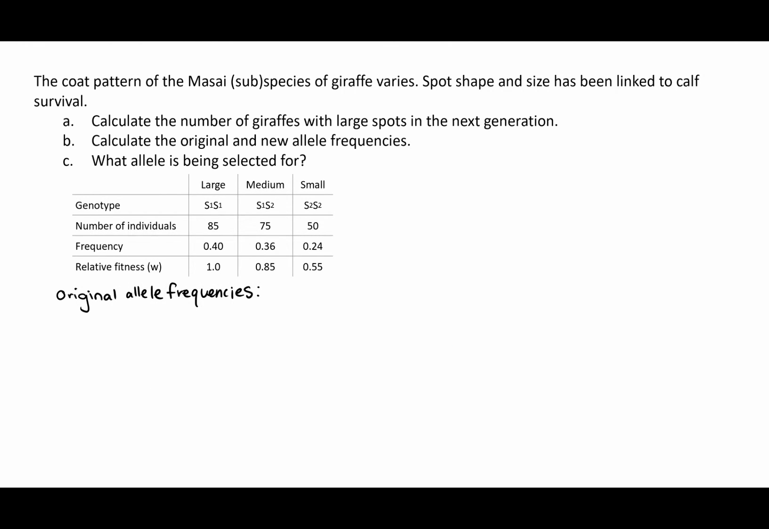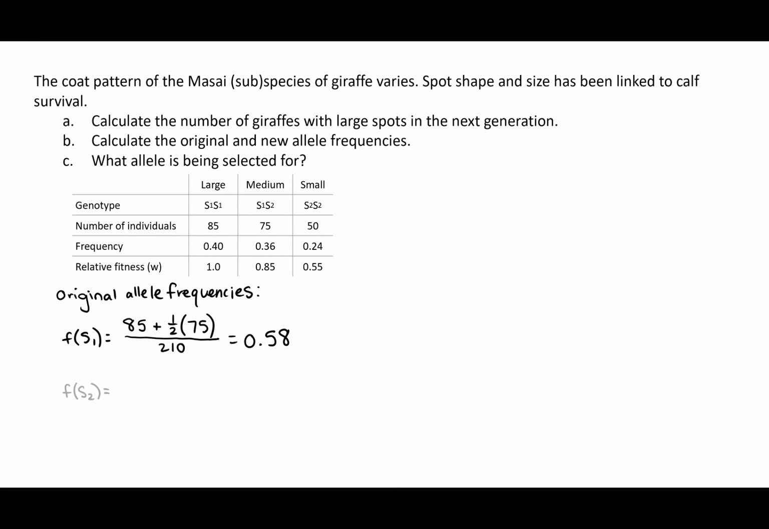So for our original allele frequencies, I'm going to start off with our S1 allele. So we're going to take the number of individuals that we had in our S1 category, which is 85, and then we're going to take half of the individuals in our medium category, because each of these genotypes has 2 alleles, but in the medium category, only one of those alleles is S1. So we'll take half of 75, and then we'll divide that whole thing by 210, which is the total number of individuals in our population, and we'll get 0.58.